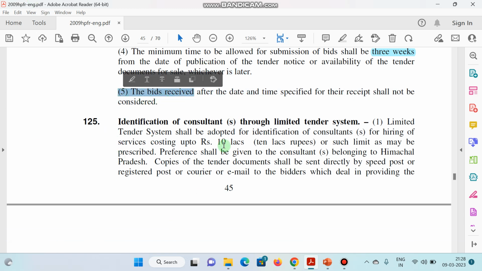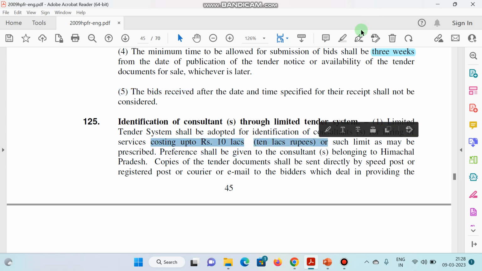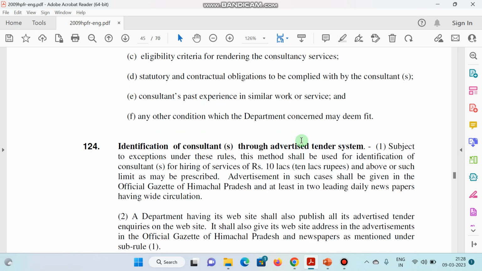So identification of consultant through limited tender method is mentioned in Rule number 125 of HPFR 2009. It says that the limited tender system shall be adopted for the identification of consultant for hiring costing rupees up to 10 lakh. So you have to remember this thing: up to 10 lakh there is a method of limited tender system, and above 10 lakh there is the advertised tender system.